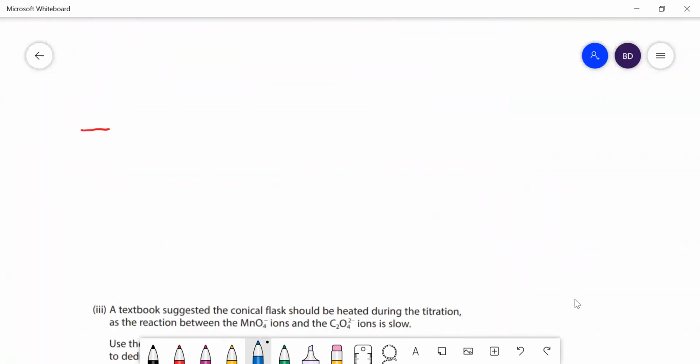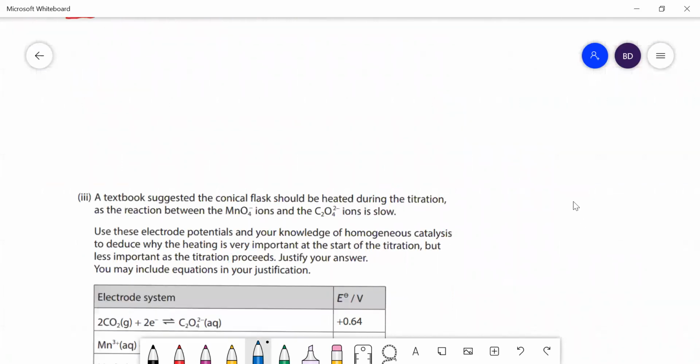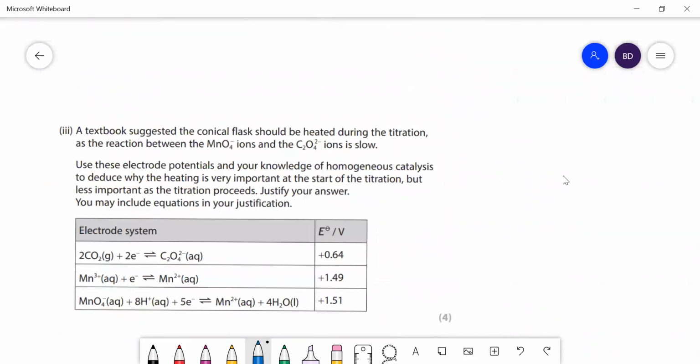Okay. This is the last question on the paper now. Right. A textbook suggested the conical flask should be heated during the titration as the reaction between the manganate ions and the dichromate ions is slow. Okay. Use these electrode potentials and your knowledge of homogeneous catalysts to deduce why heating is very important at the start, but less important as the titration proceeds.